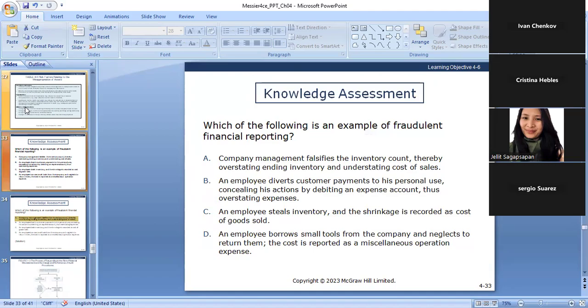Let's see the knowledge assessment here. Which of the following is about fraudulent financial reporting? We're chasing financial reporting.